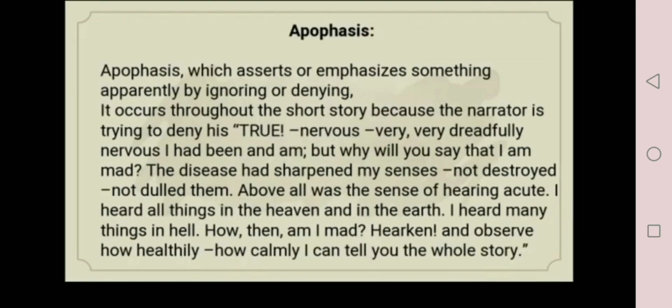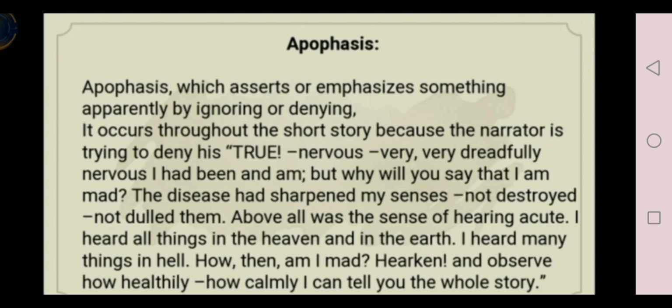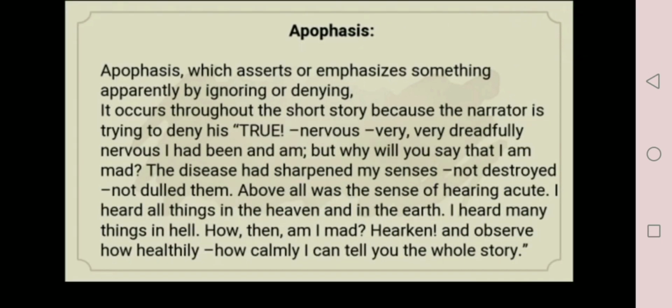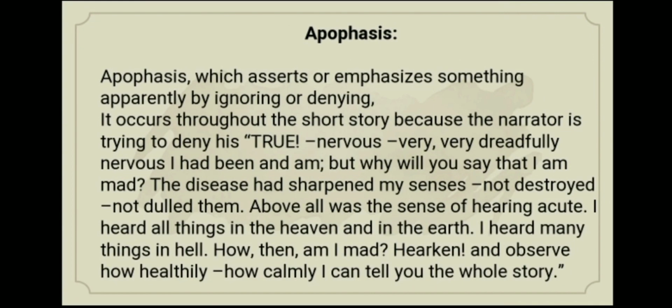Now let's have apophasis. Apophasis asserts or emphasizes something, apparently, by ignoring or denying. In the story, it occurs in the line, "True, nervous, very, very dreadfully nervous, I had been and am. But why will you say that I am mad? The disease had sharpened my senses, not destroyed, not dulled them. Above all was the sense of hearing acute. I heard all things in the heaven and in the earth. I heard many things in hell. How, then, am I mad? Hearken, and observe how healthily, how calmly I can tell you the whole story."